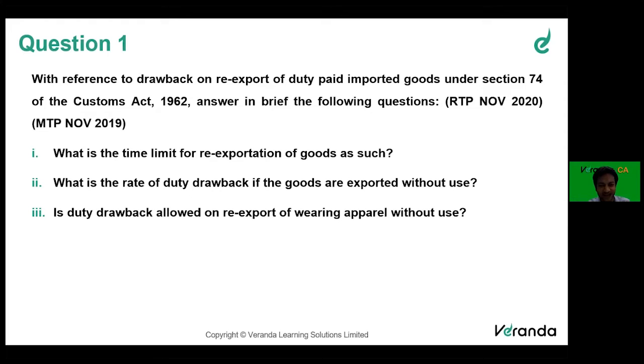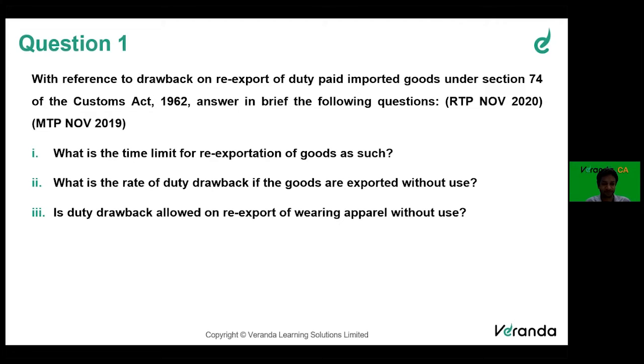So first, like Ravi rightly said, within 2 years, we have to export, right? So re-export in the sense, basically, if I import something, I don't even use it, I can export, but within 2 years to get 98% drawback. Second point was, what is the rate of drawback? That Ravi rightly said, it is 98% if I export without use within 2 years, right?